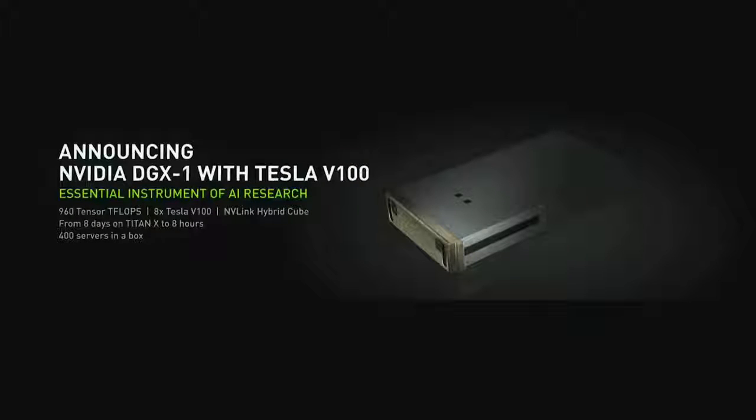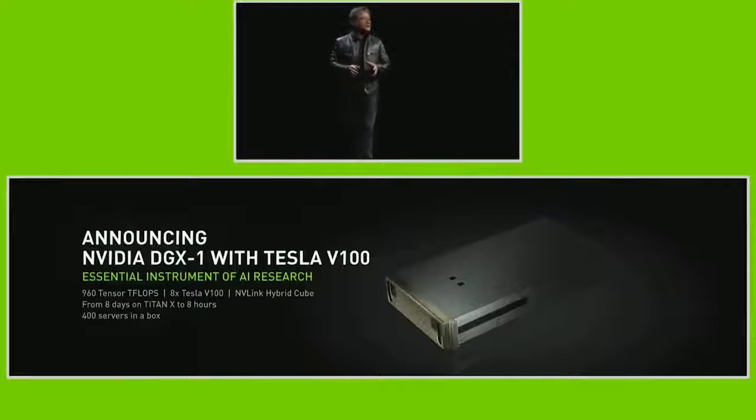So we created, for developers, the DGX-1 supercomputing appliance dedicated to AI. With Volta, it has almost, I wish I had 40 teraflops more, because it would have been wonderful to say, 960 tensor teraflops with 8 GPUs inside. It can now take what used to take 8 days on Titan X to train, and now it literally takes 8 hours. What took a week now takes a shift. And it replaces 400 servers.